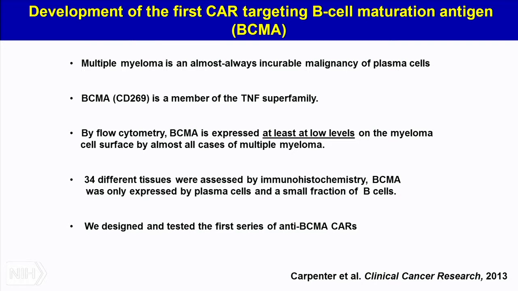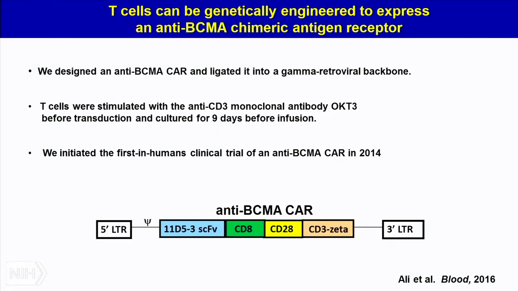So we always look for expression very carefully by immunohistochemistry and PCR and maybe other methods before we target that antigen. It turns out BCMA is only expressed on plasma cells and a very small fraction of B cells. So we theorized that patients could live without their plasma cells, similar to the way they can live without their B cells with CD19 CAR T cells. So we went ahead and designed these CARs. We designed the first ever anti-BCMA CARs in my lab, and we published this in 2013, Carpenter et al. And then we went on to do the first in humans clinical trial of any anti-BCMA CAR.